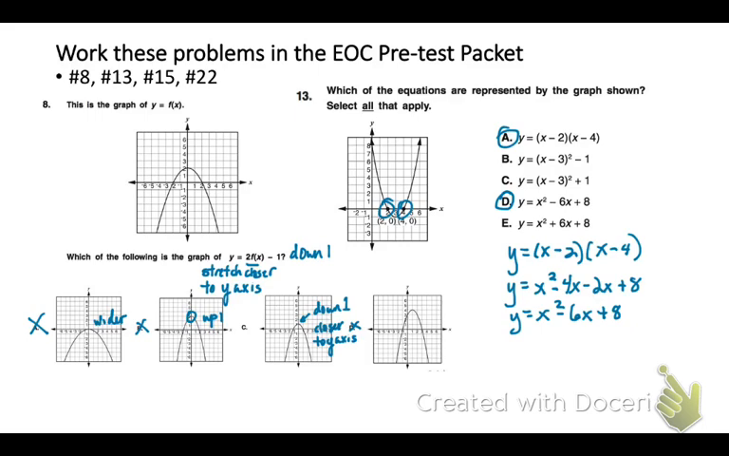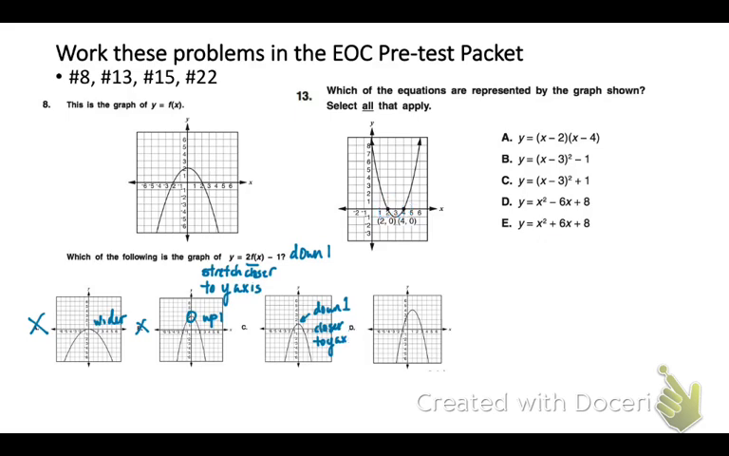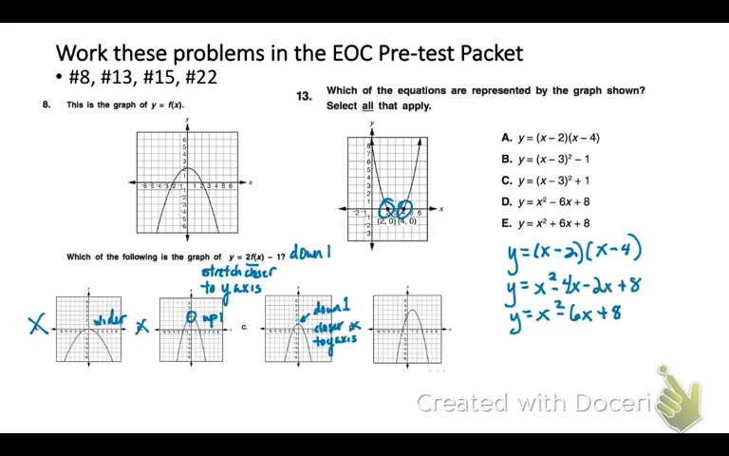All right, now let's look at number 13. Which of the equations are represented by the graph shown? A couple things about this graph: its solutions are at the points 2 and 4. If we wrote those in an equation, we could put them in parentheses with x's: x minus 2 and x minus 4. So we know that A is going to be one of our answer choices, but notice it says select all. So let's multiply those two expressions together and simplify, and you'll get x squared minus 6x plus 8.